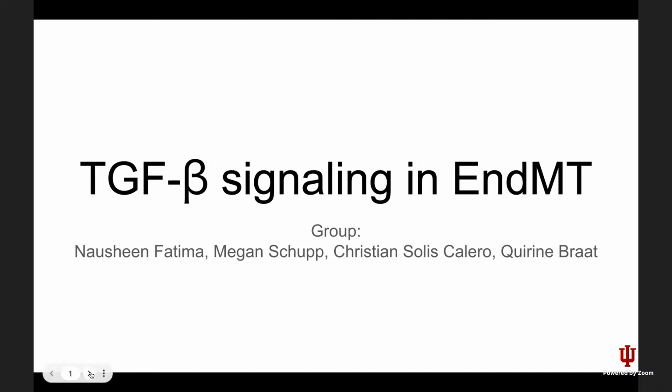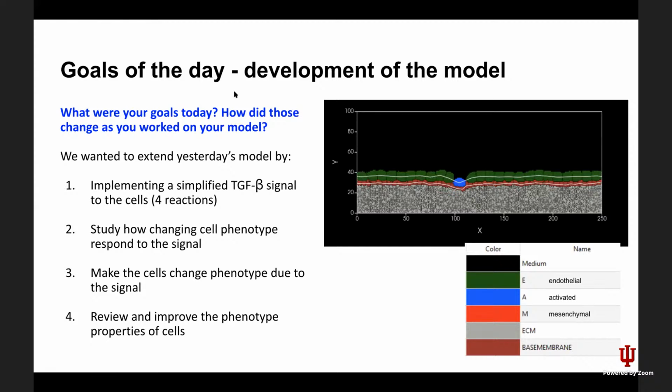What we started off with today is this model where you have a layer of endothelial cells and they're going to change phenotype. We defined some cell types and had an extracellular matrix at the bottom. And what we did yesterday is change phenotypes. What we wanted to do is really focus on the signaling. So we came up with a very simple signal, which consisted of 4 reactions. We wanted to see how this changes the cell phenotype in response to the signal, and eventually also have a little bit of review of the properties. So that's what we started off with today.